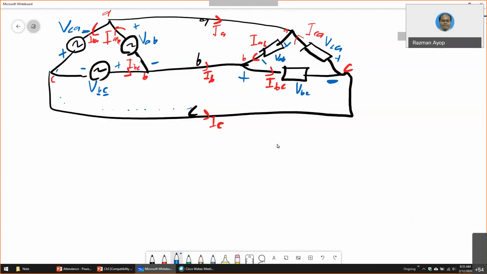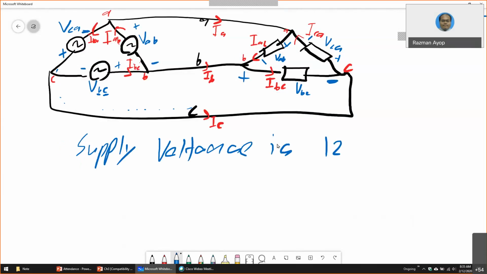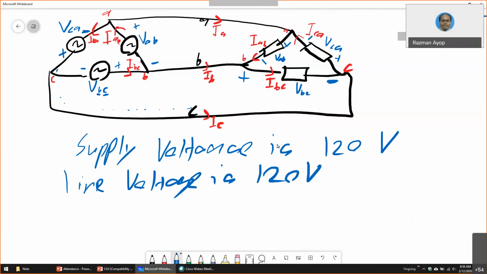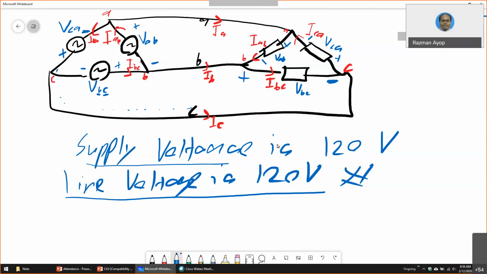Okay, the supply voltage is 120 volt. So that means this is the line voltage, 120 volt. This one is not shown in the slide, so make sure you remember this. Line voltage is 120. If they say the supply voltage is 120 volt, make sure you know this.